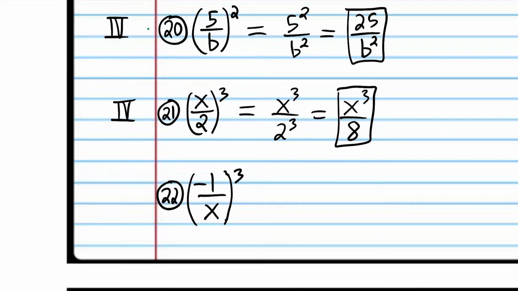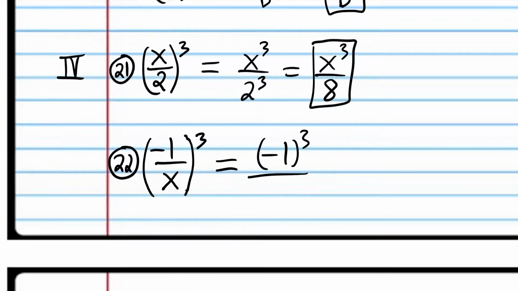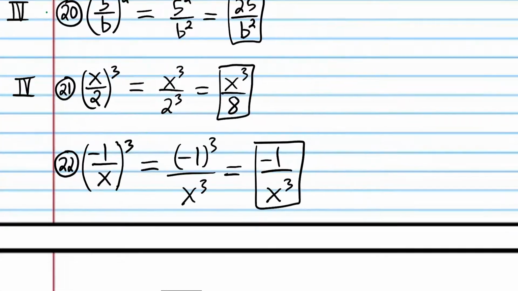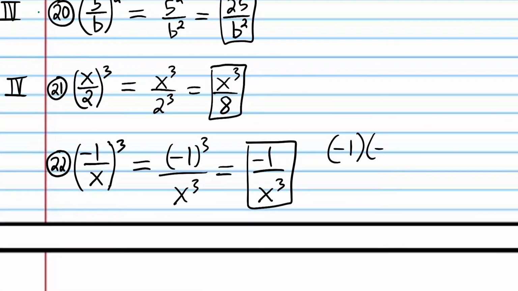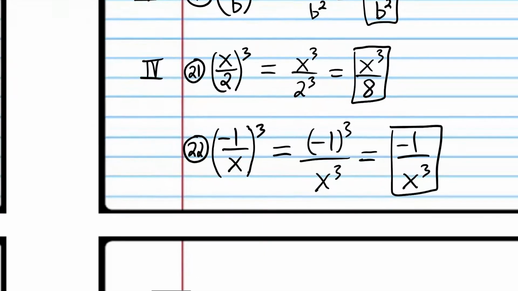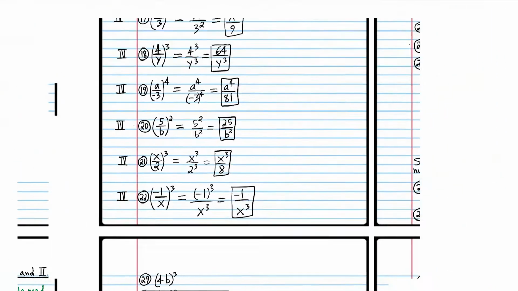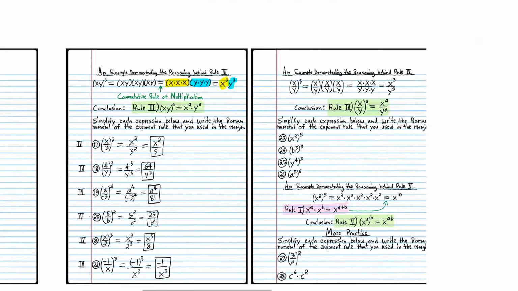All right, we're back. So we have -1 cubed, and be sure to put that negative in parentheses, and x cubed. -1 cubed is -1, and x cubed, you can't really do anything to that. Now remember, -1 times -1 is a positive 1, and then you multiply it by another -1, it becomes -1. Okay, and that is rule number 4. All right, if you got those answers, good job.